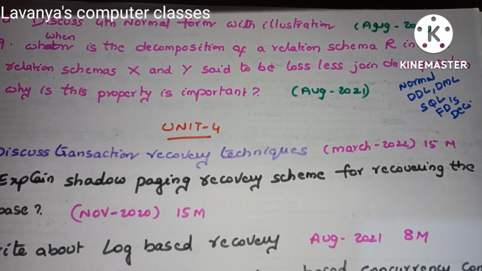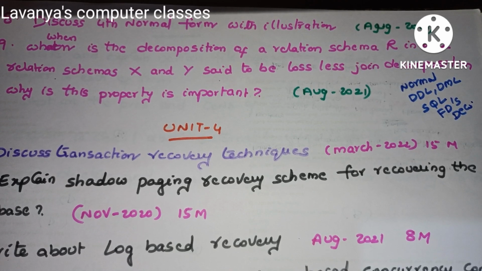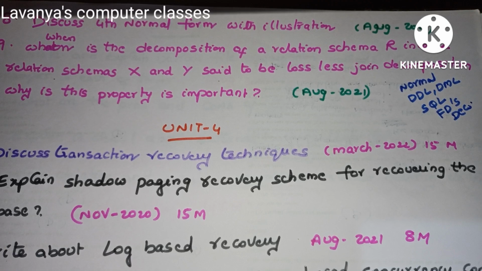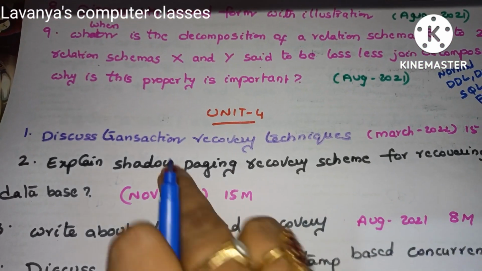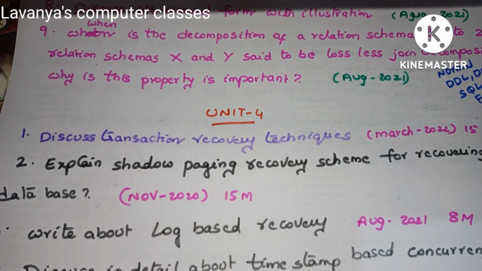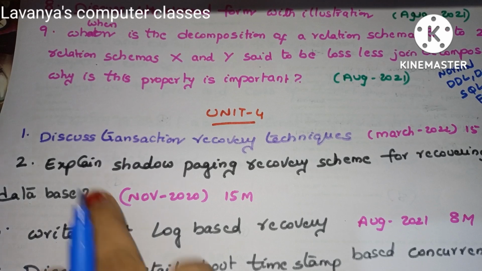From unit 1, unit 2, unit 3, in all the papers, 2 questions came from each of these 3 units, so the question numbers are more. But from unit 4 and unit 5, there is only one question. So just see the unit 4 important questions that previously came in the university question papers.